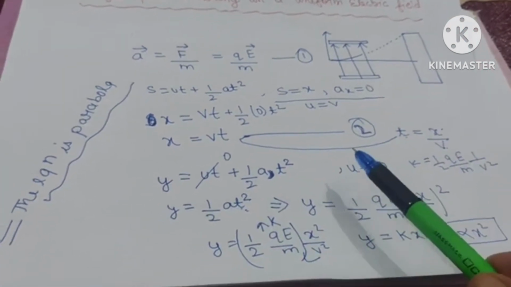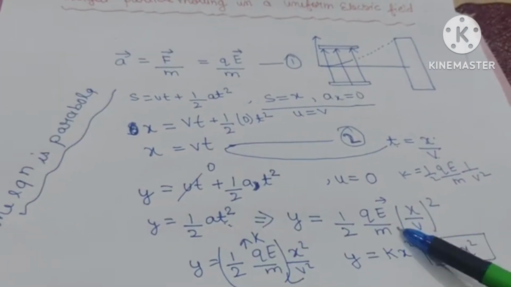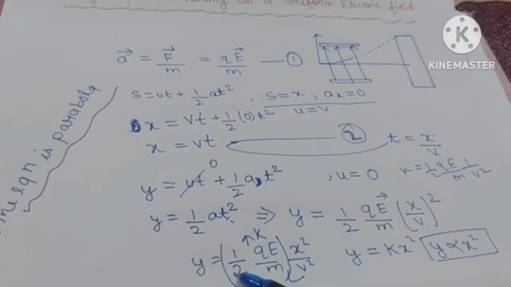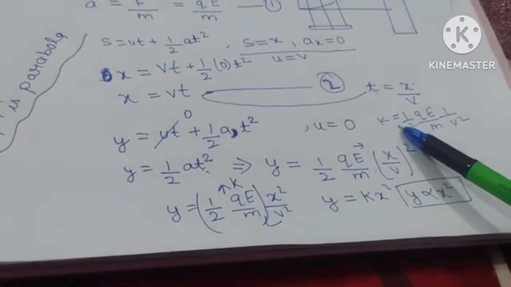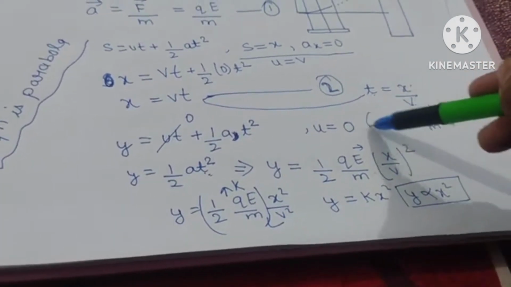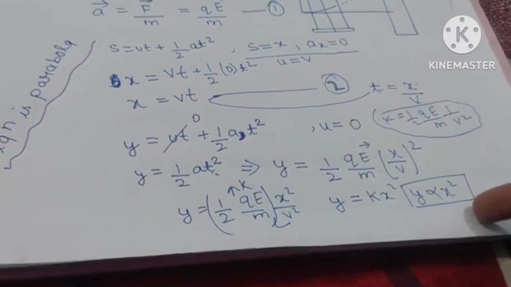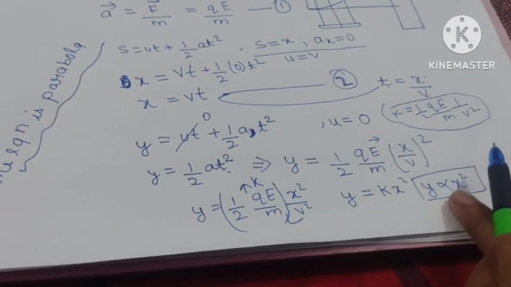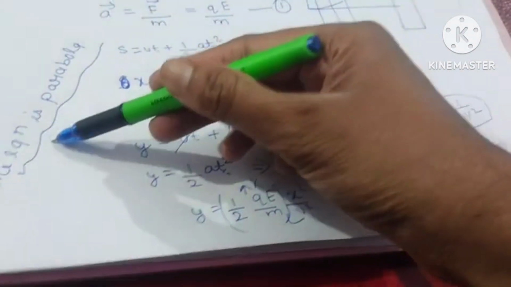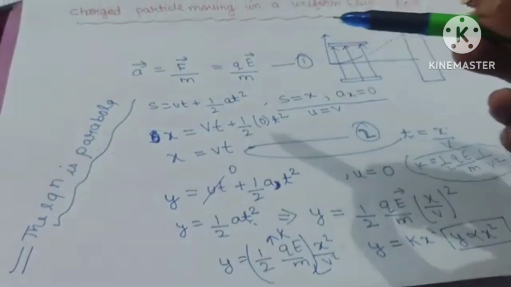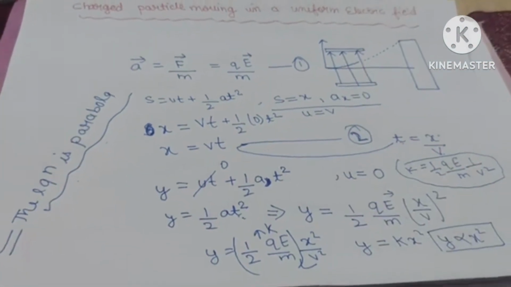Put 1 and 2 in this equation, you will get this, and finally you will get this. And take k equal to a constant, and put it there, you will get y proportional to x square. This shows the equation is a parabola. Okay, that's it.